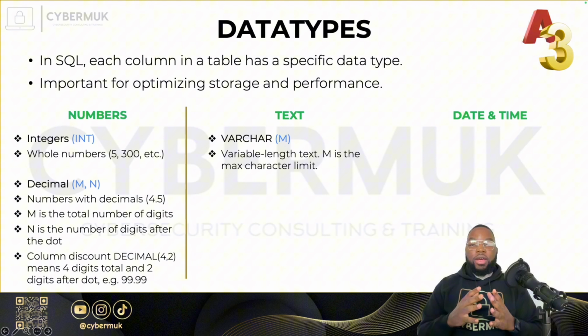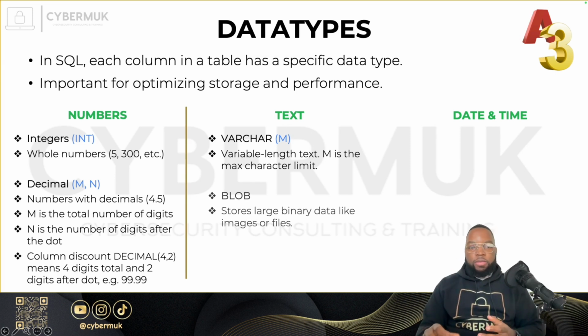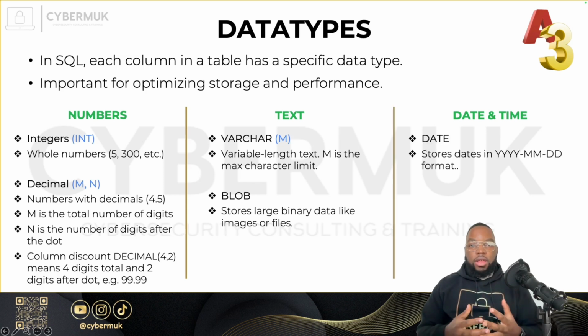If you think that people have very long names, you can say varchar 30. If you think that they're very short, or maybe the sex, just the first letter, you can say 1, right? And blob stores large binary data, like images or files. So blob is for very large data. Then you have date and time.